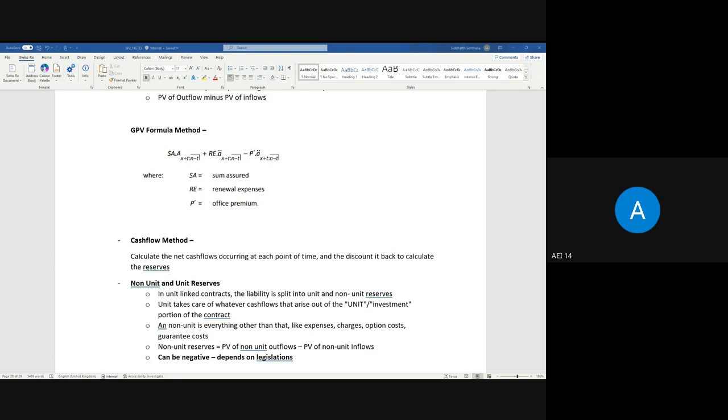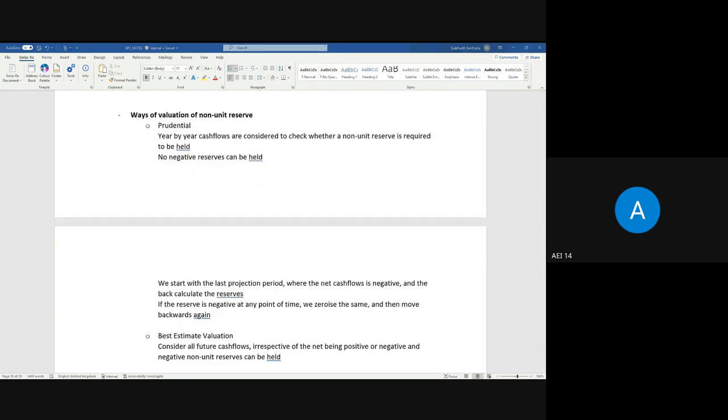Before delving into that, we'll look at a couple of ways in which non-unit reserves can be calculated. The first way is the prudent approach, or the prudential approach as they call it. What we do here is, first of all, project all our future net cash flows: inflow minus outflow at time 0, time 1, time 2, time 3. Whatever the net cash flow at that point of time is, we first project that cash flow stream. Now, at any point of time, if the net cash flow is positive, which means our inflows minus outflows is positive, do we need to hold a reserve for that in the time period right before that?